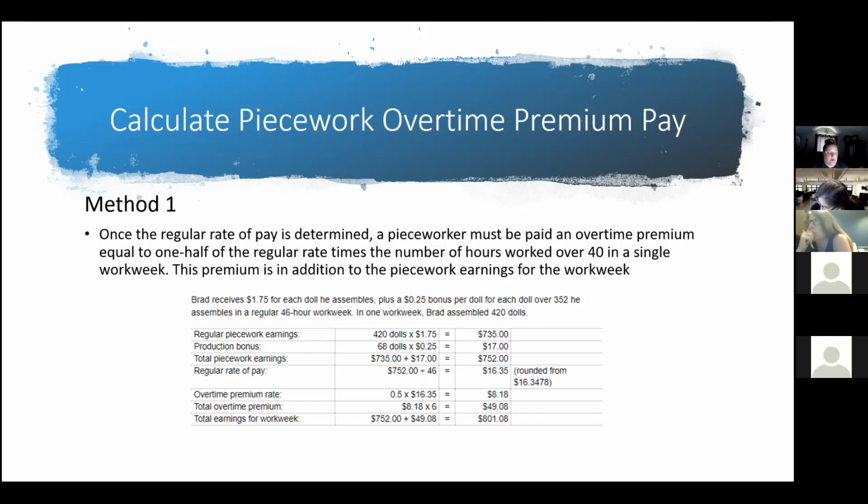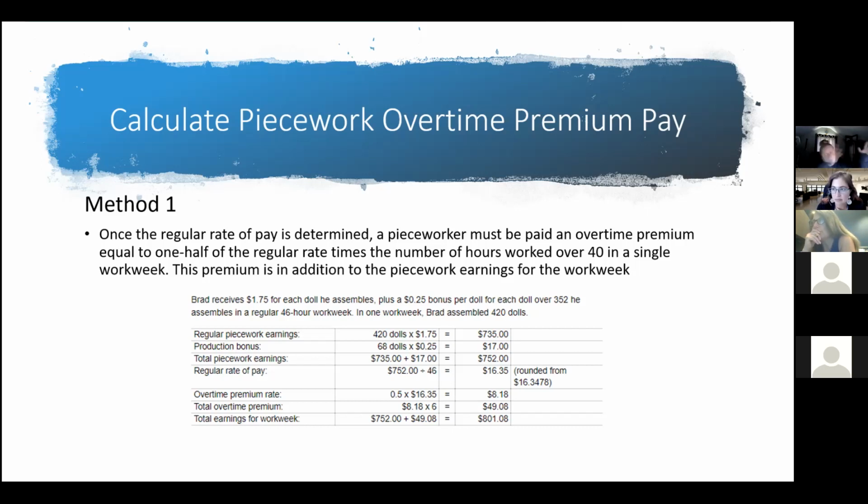His overtime premium rate then is multiply that by 0.5. We get $8.18. He worked 46 hours, so we have 6 hours of overtime premium that we owe him for, which is $49.08. So his total earning for the work week is $752 plus $49.08, and he gets $801.08.